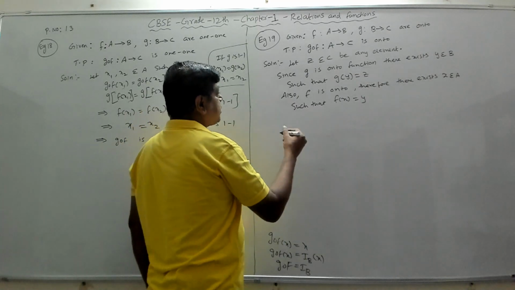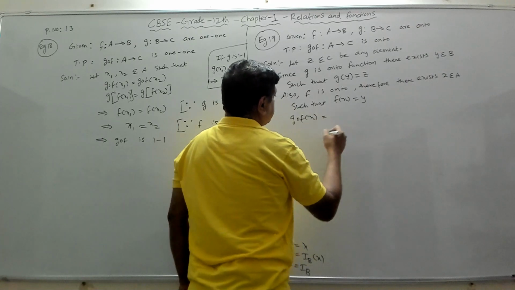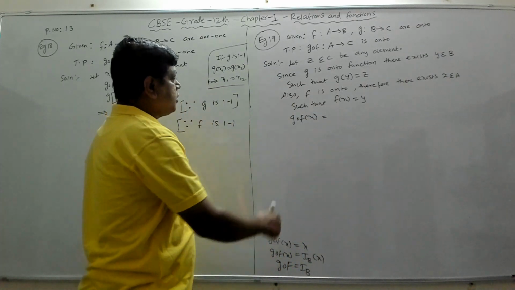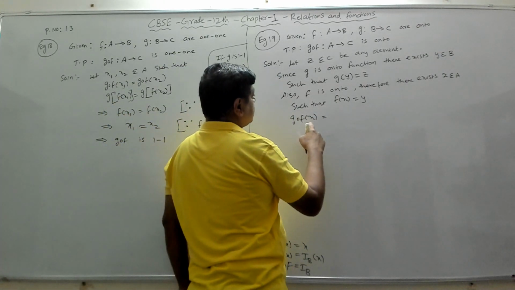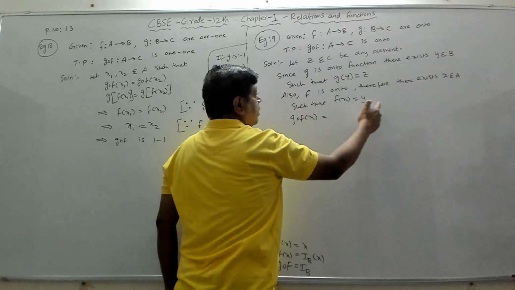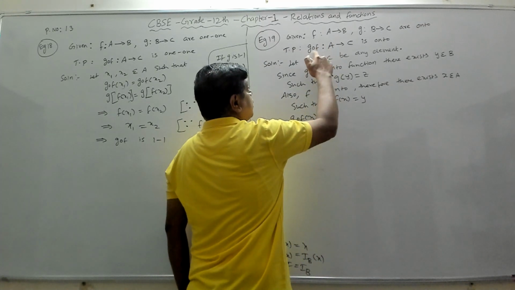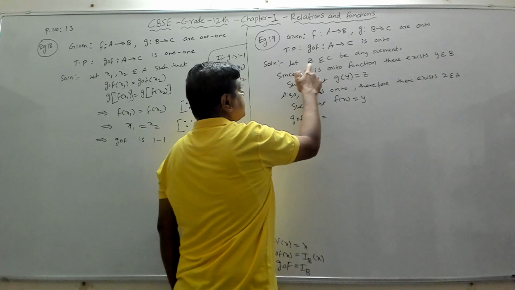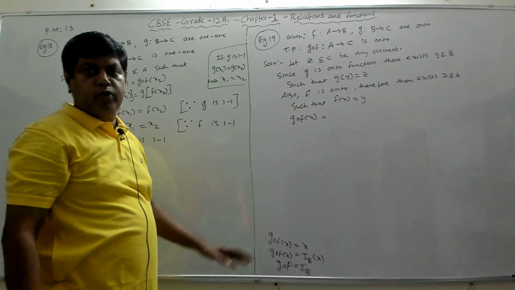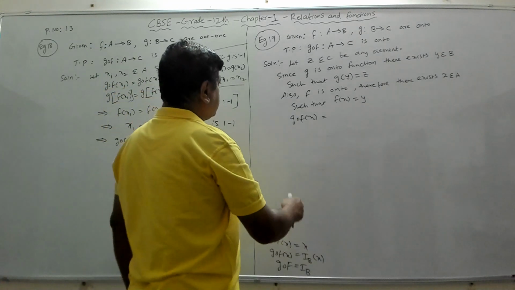Now let's find what is g of f of x. Which means I should prove that the x that we found from A, g of f of that x is going to go to this z. We have to prove this. We have to show this, which is easy to show, right?